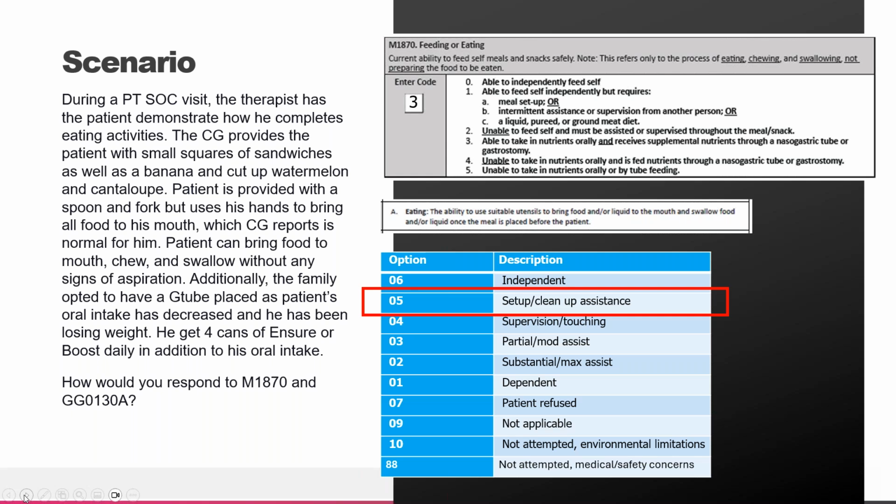When I'm looking at GG0130A, however, I don't have to make any consideration as far as what he's getting via G-tube, because we're not looking at that on GG0130A. We're only looking at what he's taking in orally. And in this instance, once they give him the food, even though they give him utensils and he doesn't use them, he can still be considered just needing setup or cleanup assistance, because eating with his hands is fine as far as the guidance for this item. So in this instance, I'll make him a 5 for GG0130A.